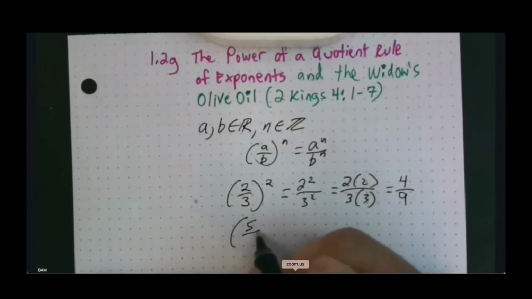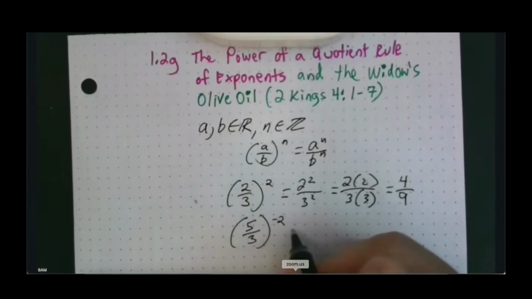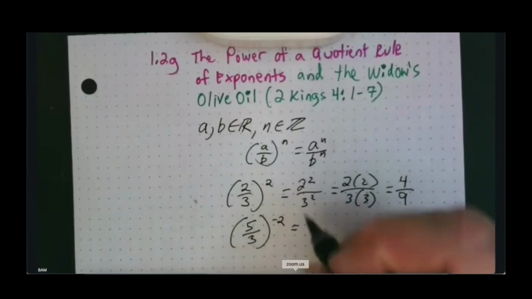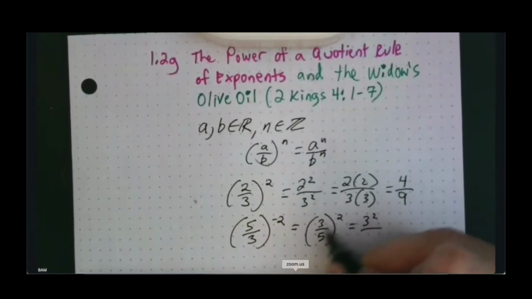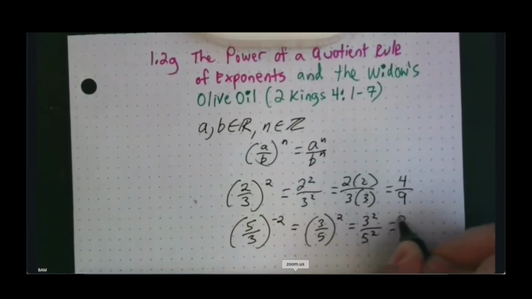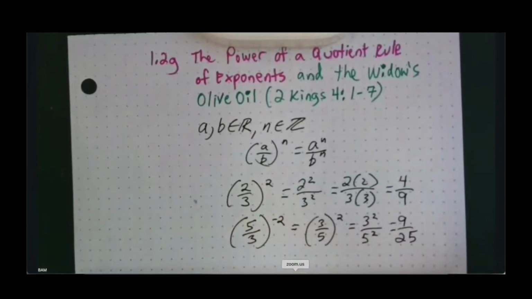So 5 over 3 to the -2. 5 is a real number, 3 is a real number, -2 is an integer. Remember, with the negative power, you would flip this to get the reciprocal, and then you can distribute the exponent like oil, and you get 9 over 25.